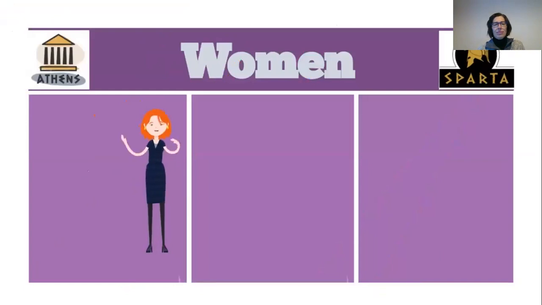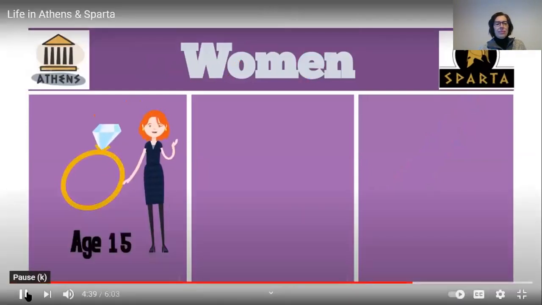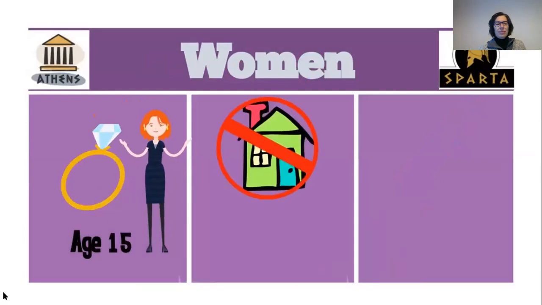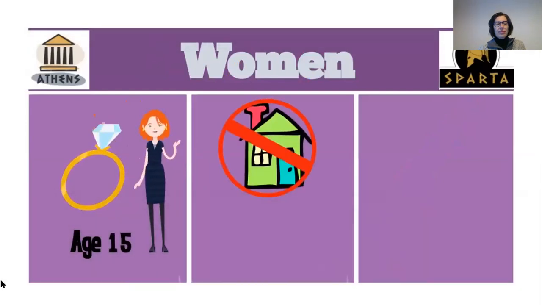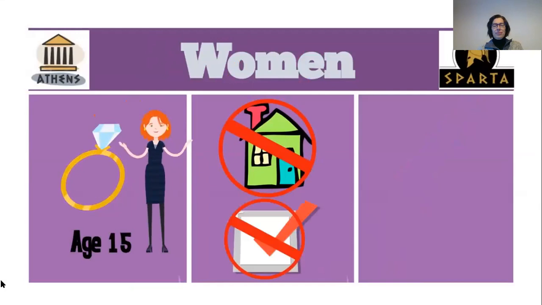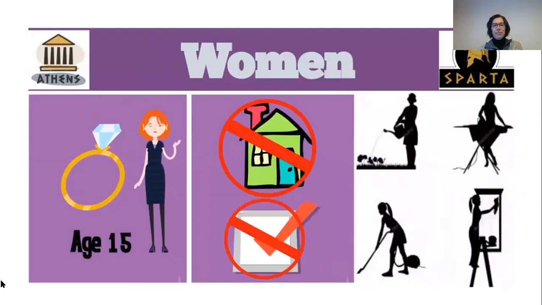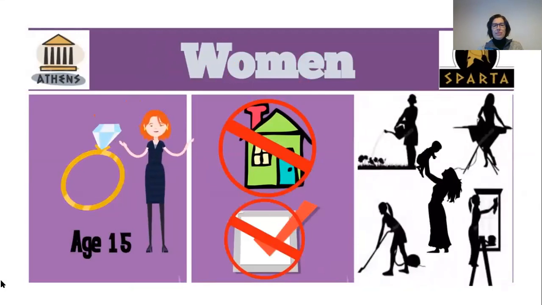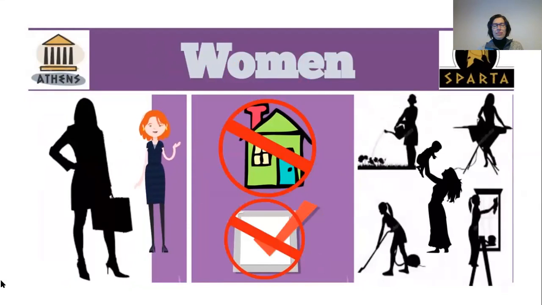Okay, ladies, if you lived in Athens, you'd be married by age 15 to a husband that was chosen for you. You couldn't own or inherit property. You couldn't vote or attend the assembly. Your job was to manage the household and raise children. Man, would your life be different.